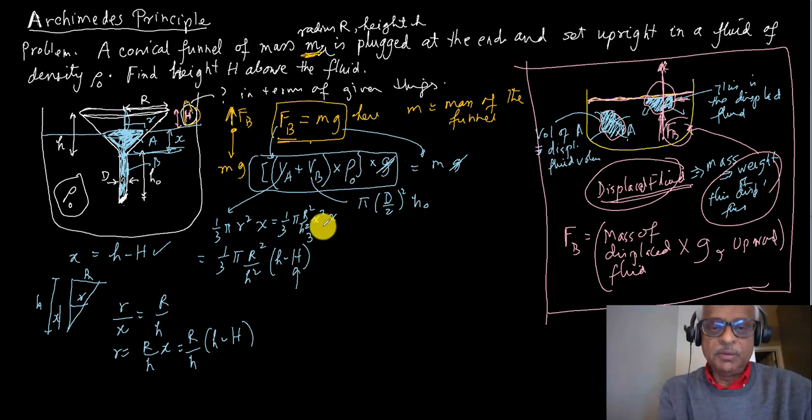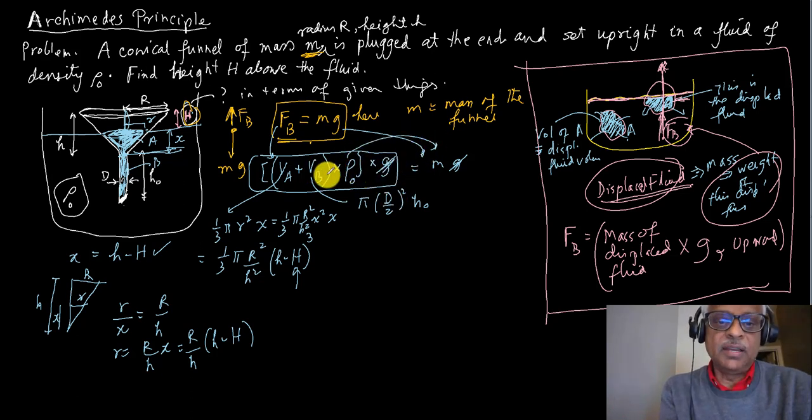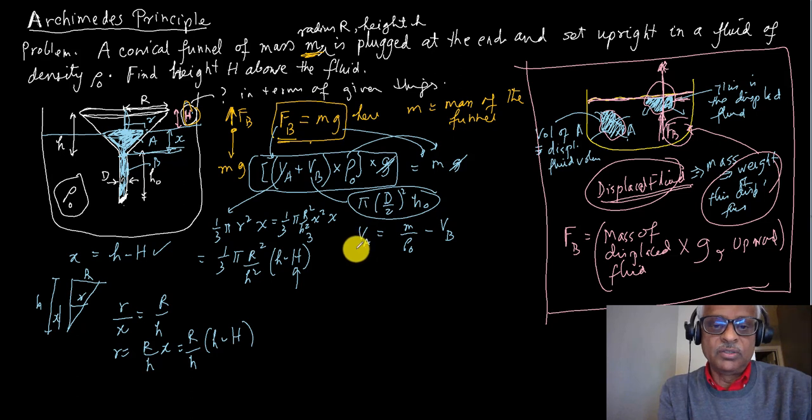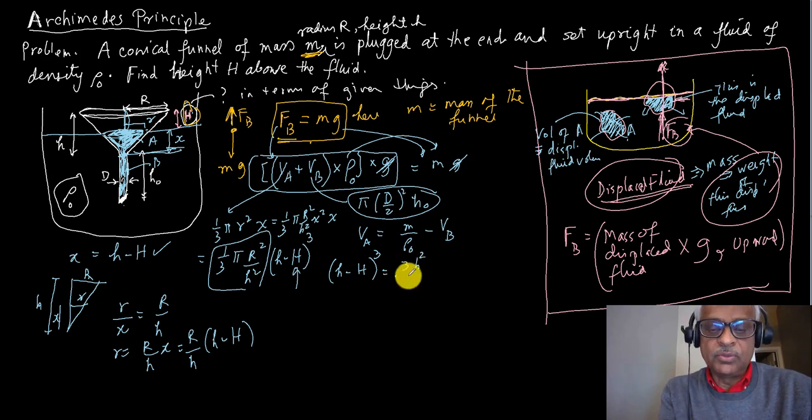So now I know how to proceed. I send this guy on the other side, send this guy on the other side. So VA turns out to be M over rho zero minus VB, and VB is that guy. So I do as much as possible in simpler notations, and VA is this guy. Then I can send these guys on the other side. So I'm going to get H minus h cube equals 3H square over pi R square times M over rho 0 minus VB.